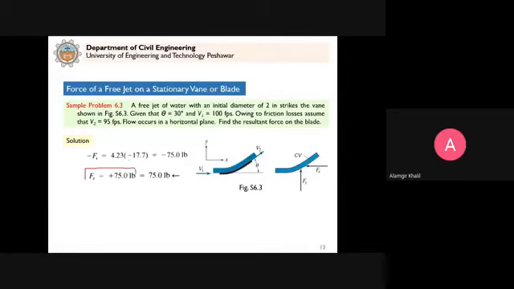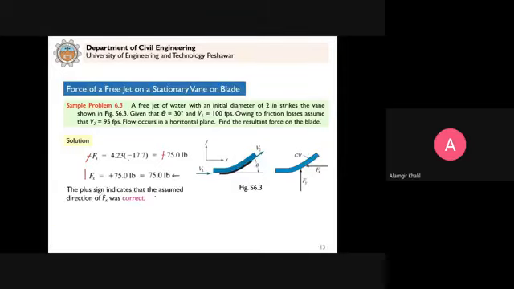Now that I get a plus sign for the F, this minus cancels out with this minus. It means that this assumed direction is correct. If I get a negative answer, let's say I get minus 75, then that would mean that the assumed direction is incorrect. It is in this direction, and this is then the correct one. This is incorrect if I get a negative answer. But since I get a plus answer, it means that the assumed direction is correct.